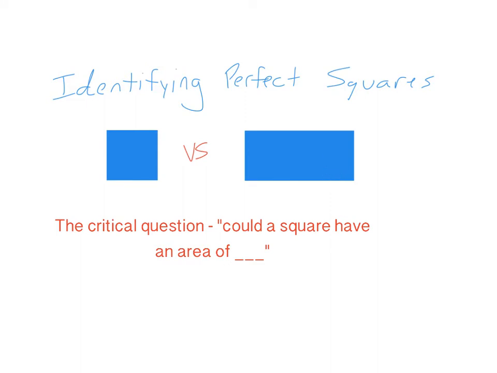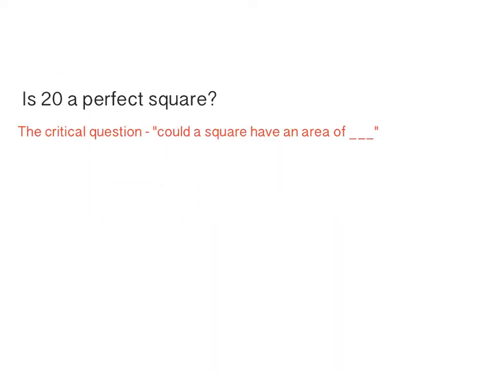So the critical question in identifying what we call perfect squares is, could a square have an area of blank? Fill in the blank. What do I mean by that? You'll see. Okay, so is 20, the number 20, a perfect square? Well, again, the critical question here when it comes to perfect squares, could a square have an area of 20?